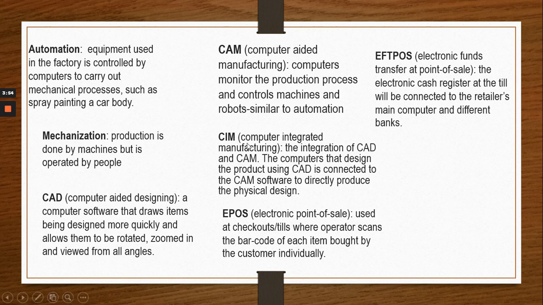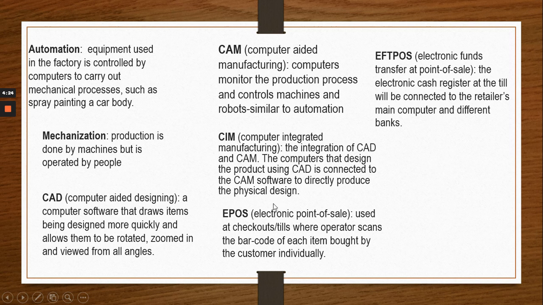Then the other one is computer integrated manufacturing. This one combines CAD and CAM, computer aided design and computer aided manufacturing. So the computer that designs the products using CAD is connected to the CAM software to directly produce the physical design. Then later the product is produced.